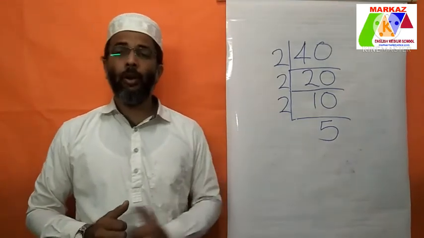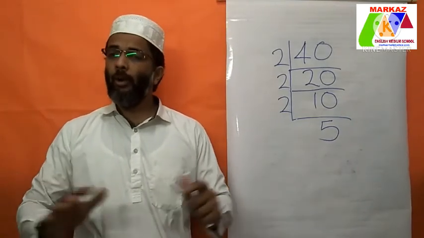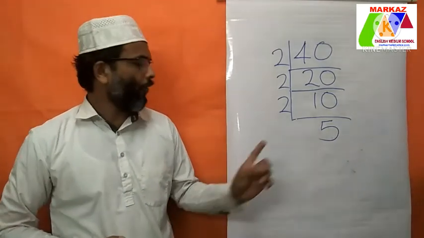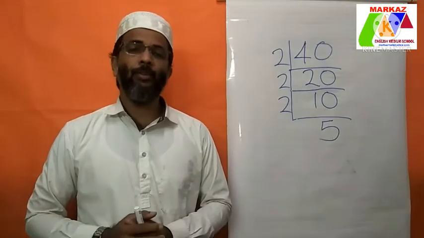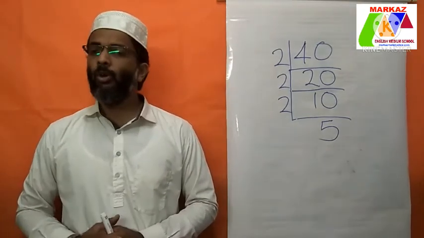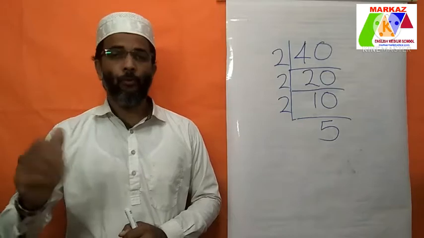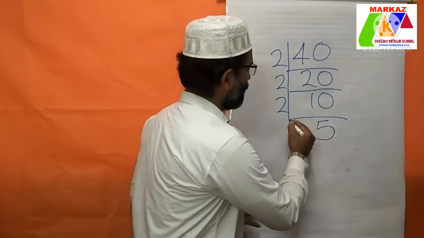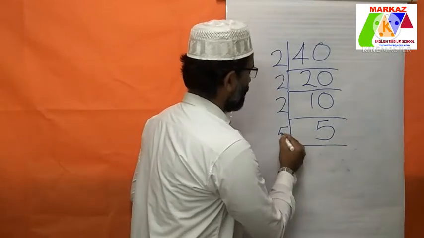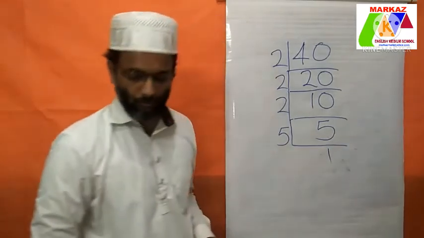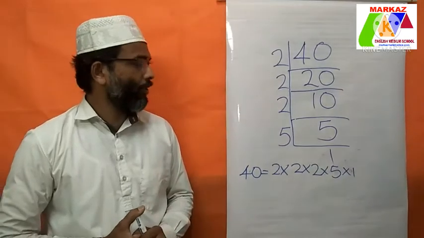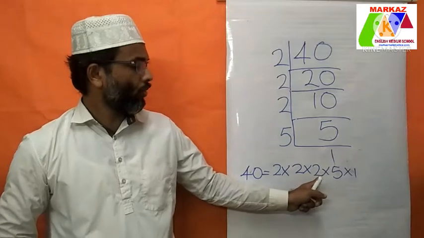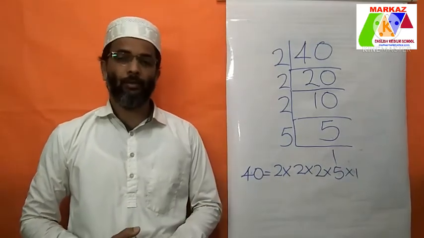Now this is an odd number, so we cannot divide by 2, which is the smallest even prime number. 5, it is exactly divisible by 5. So let us do the division by 5. Quotient is 1. The prime factorization of 40 is 2, 2, 2, 5 and 1.